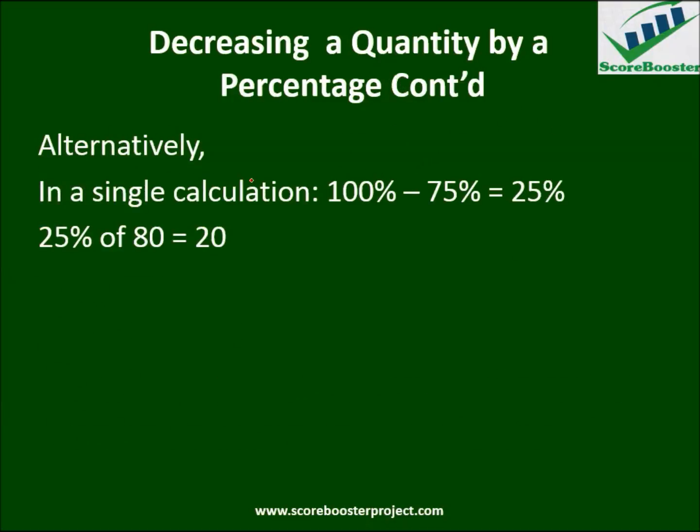Alternatively, using a single calculation and fewer steps, when decreasing 100% of the value, which is 80, by 75%, you simply subtract the 75% from 100% and arrive at 25%. You now take 25% of the quantity, 80, and when you do that, you arrive at 20.